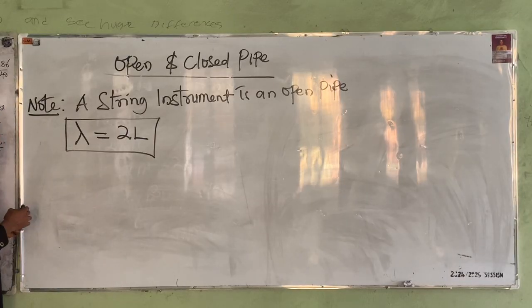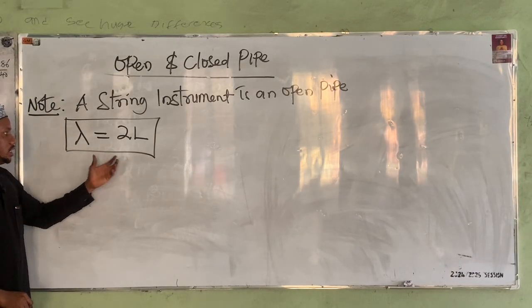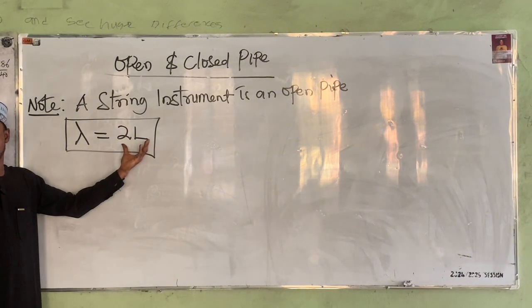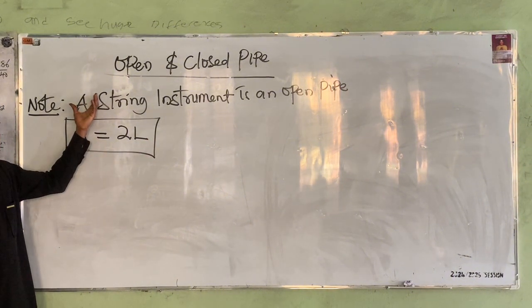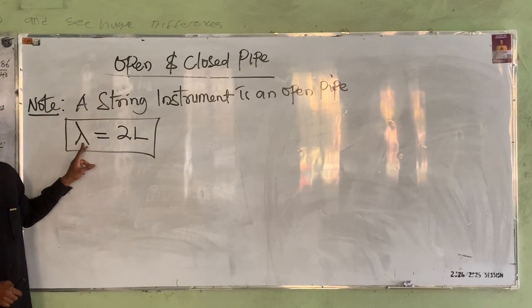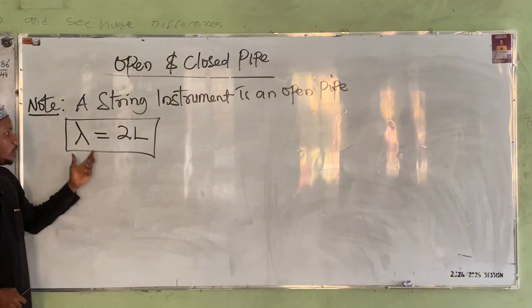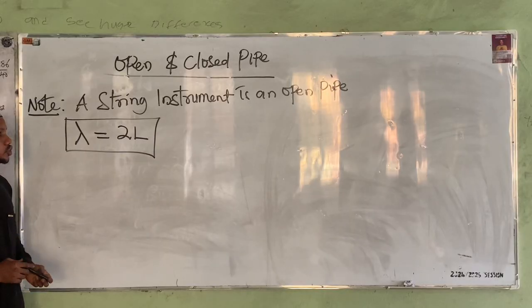Mathematically, lambda is equal to 2L. So this is the formula that relates the linear length with wavelength for an open pipe. If I'm given length, I can easily calculate wavelength. Am I correct? And if I'm given wavelength, I can also calculate length from here. Please take note of this, okay? Let's take some notes here before we solve a question.